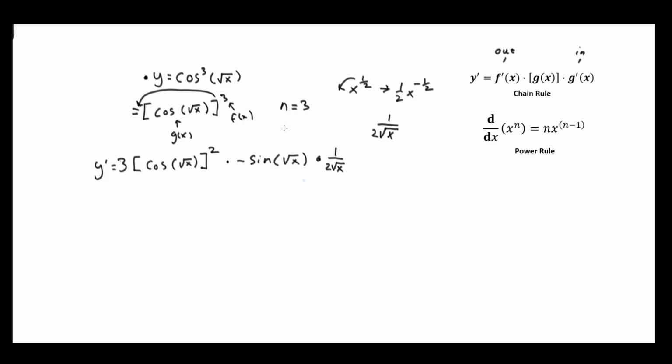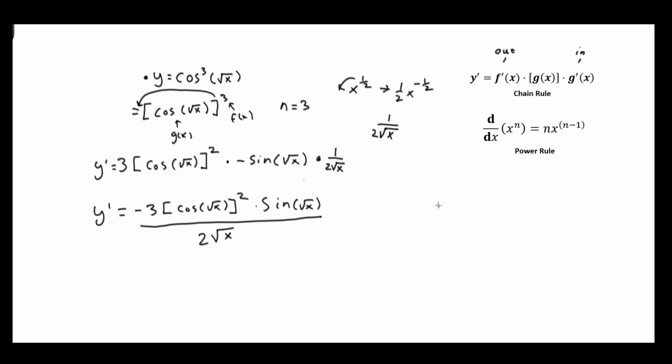And then we can start combining these terms a little bit. So we end up with an answer. We can bring our negative value out, so that's going to be negative 3 cosine radical x squared times our sine x value here, since we're going to multiply these together. And that's going to be all over our 2 radical x here. That's our final answer.